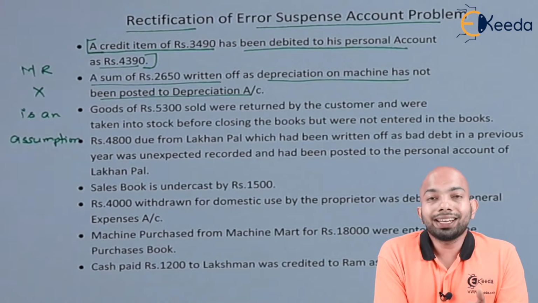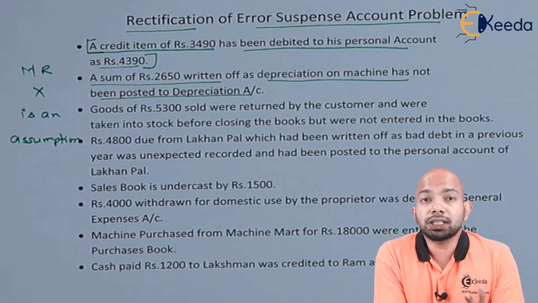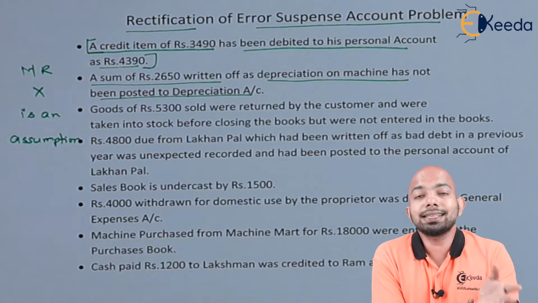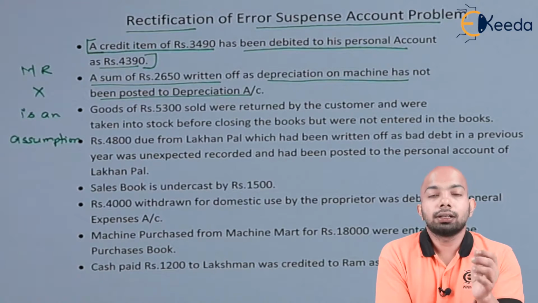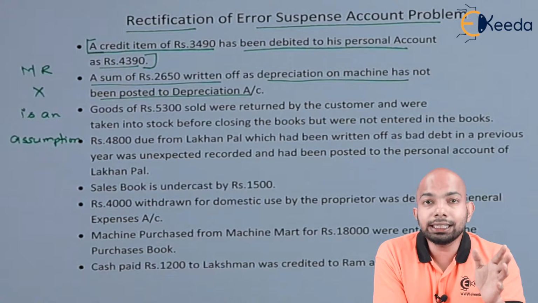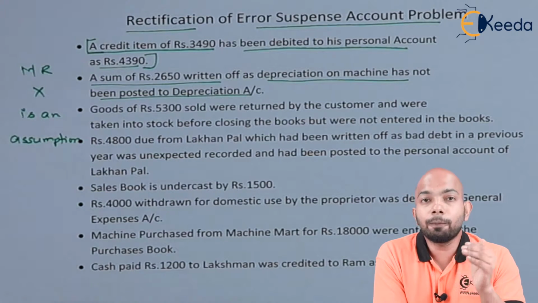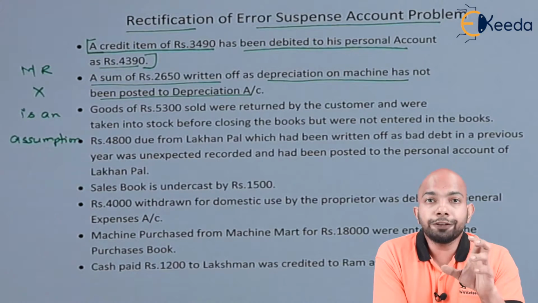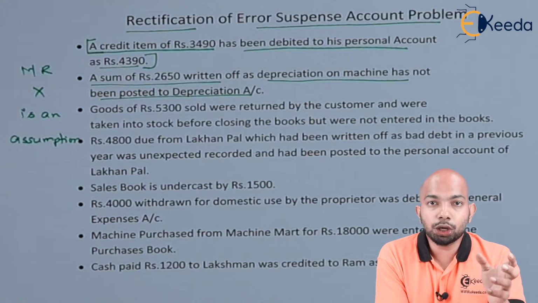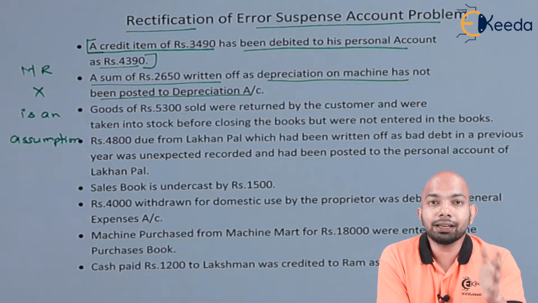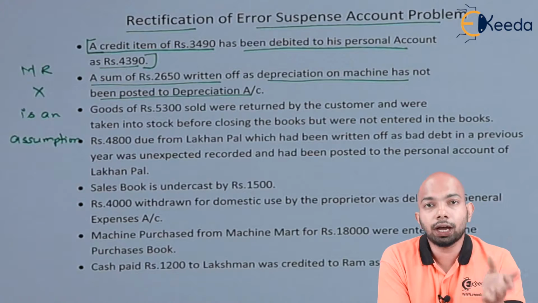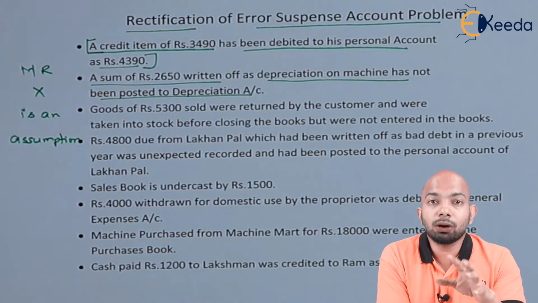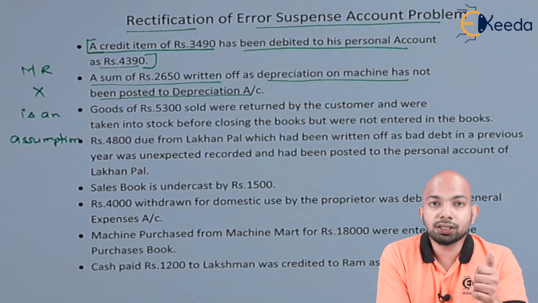So make sure in this illustration you make certain changes and we'll figure out how to use a suspense account in this. Now, the next transaction refers to a sum of 2650 which was written off as depreciation and machinery account, but hasn't been posted to the depreciation account. That means that amount has been clearly subtracted from the machinery account. However, no effect was mentioned in the depreciation account, because that is really necessary. Whenever a depreciation account is created, you have to post that amount as an expense in that account. But in this question, it wasn't done. So we'll understand how to use a suspense account in such a scenario.